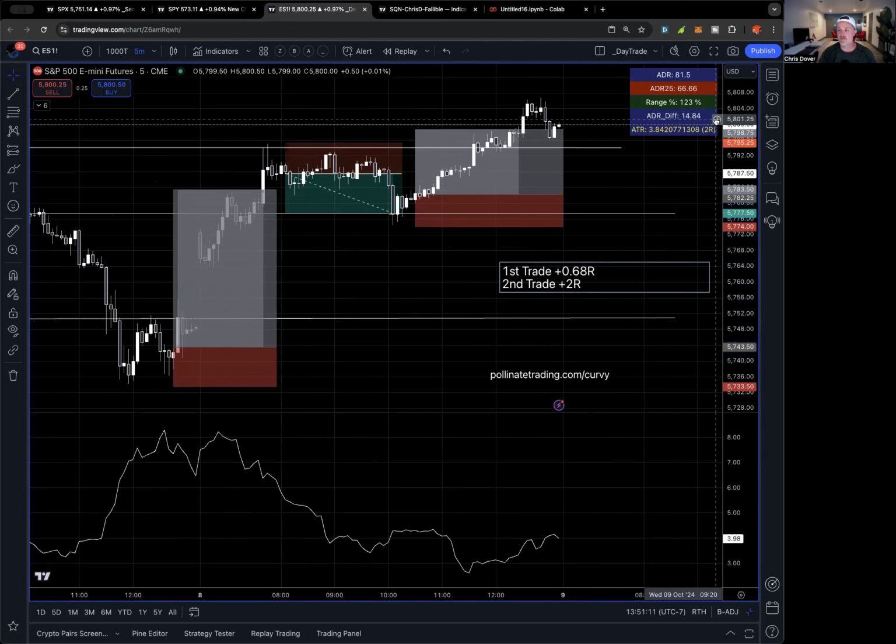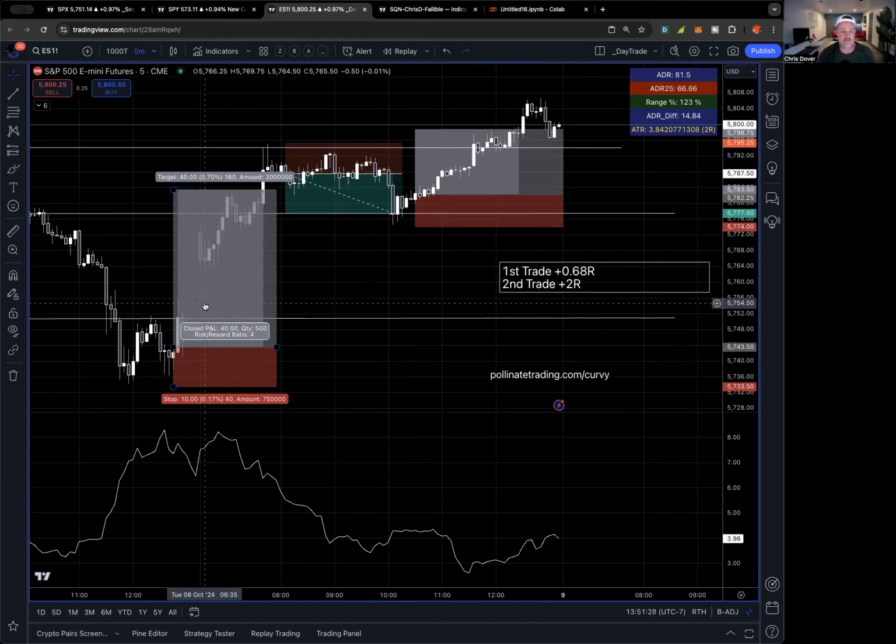Whenever I look at that and it says 3R, 2R, 4R, whatever it tells me, that's how I look to take profits. Not size my position, that's how I look to take profits. Where am I looking to take profits? And it turned out to be pretty doggone accurate right there.